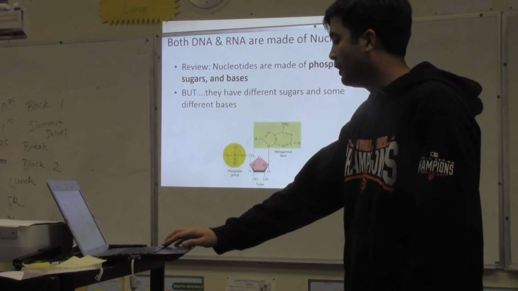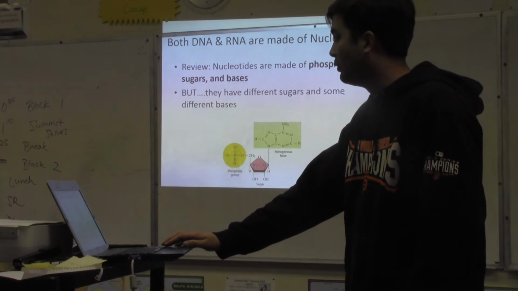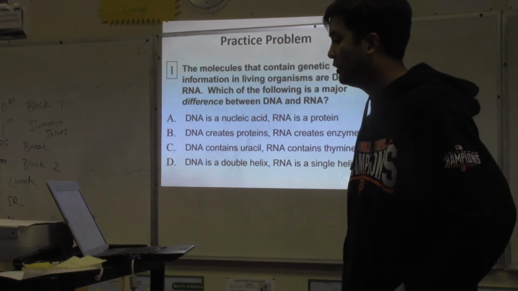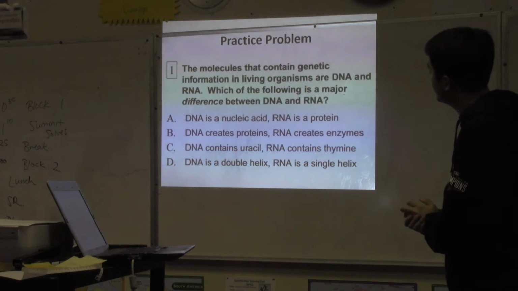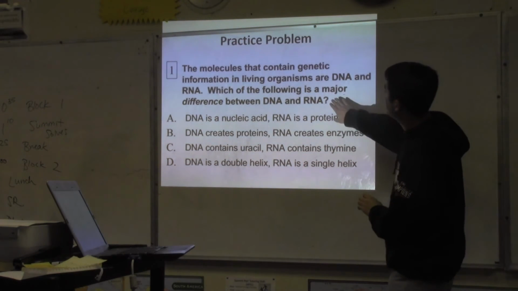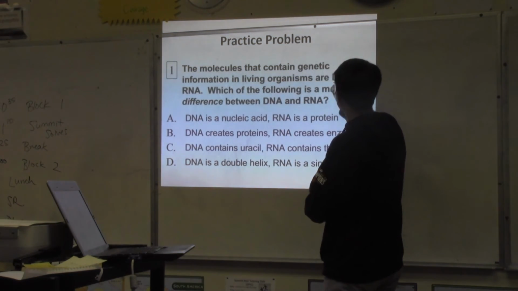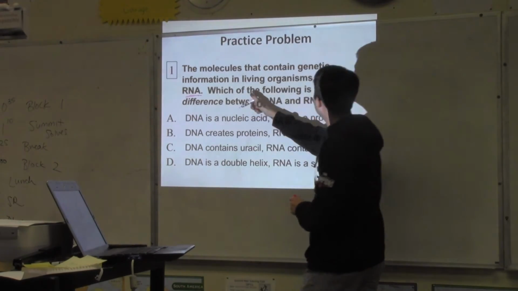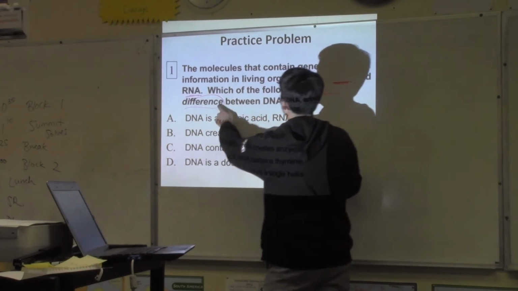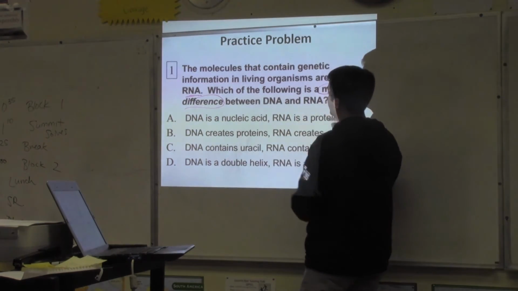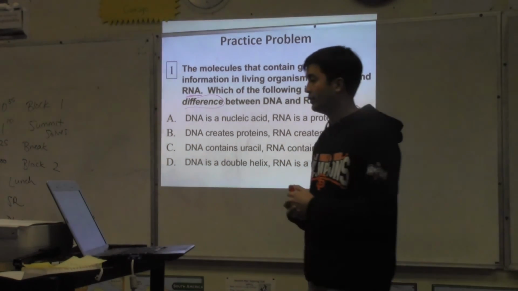All right, moving on. We're going to do a multiple choice practice problem because I think it's always a good idea to practice multiple choice questions. The first one, let's see here. The question is asking, the molecules that contain genetic information of living organisms are DNA and RNA. So these are the key words, DNA and RNA. Which of the following is a major difference? This is another key word in the question. We want to talk about what's different, not what's similar, what's different. All right, so read these different answer choices and try to find the right answer for that question.